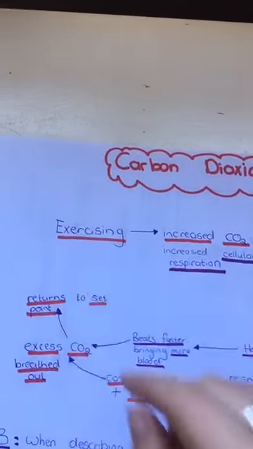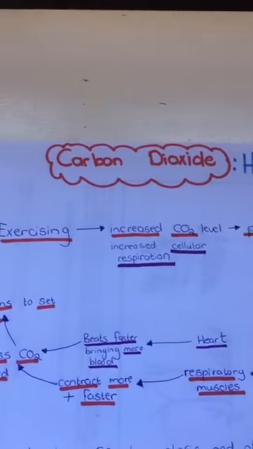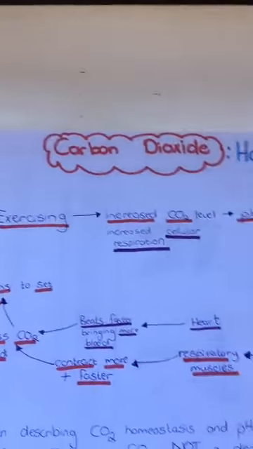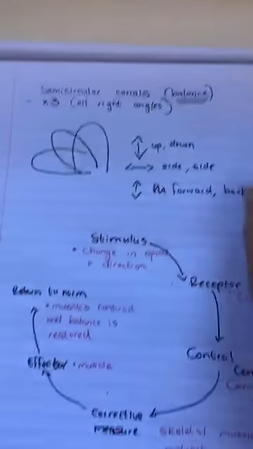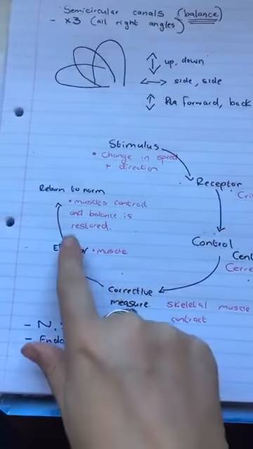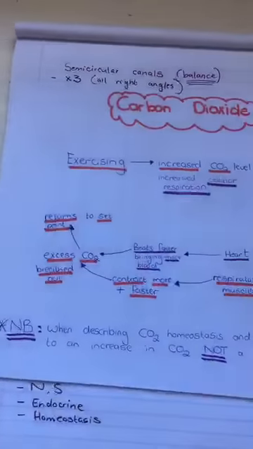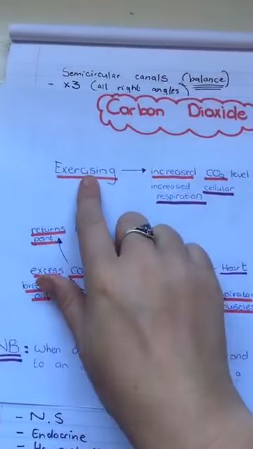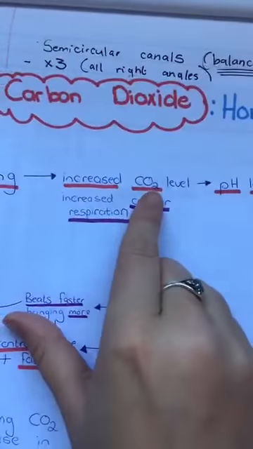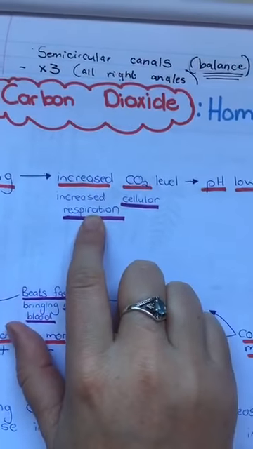So remember our answers that we spoke of earlier, where I said that you have a fixed answer that you can give. I'll show you what I mean, which was this that we did earlier. Remember I said stimulus, receptor, control center, corrective measure, effector, return to norm. Okay, like that. So here is our stimulus, exercising. That creates an increased CO2 level. Why? Because of an increased level of cellular respiration.